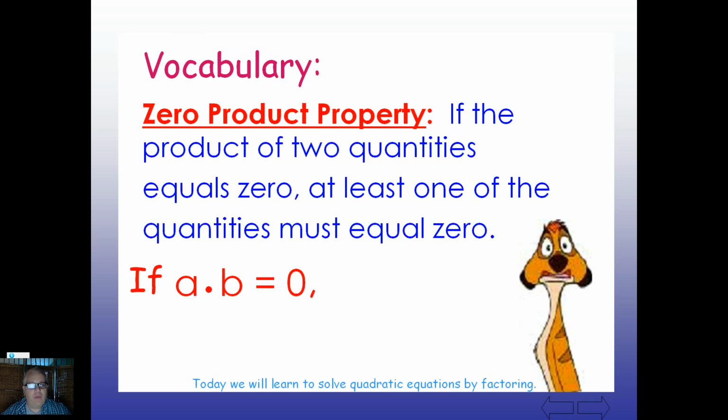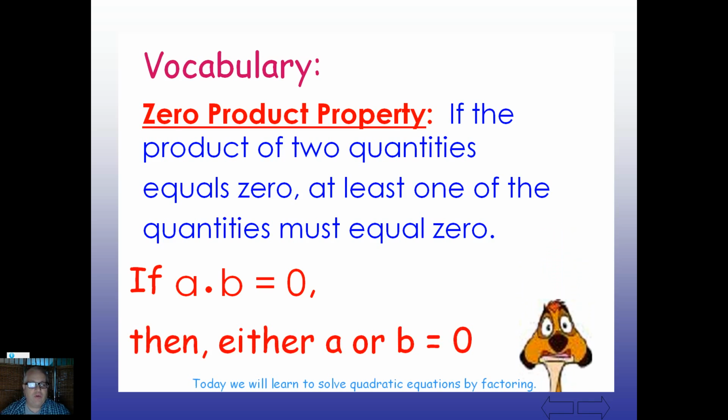So some vocabulary here. The zero product property. Now this is really, really important, not just for Algebra 1, but extending on into our studies beyond into geometry and Algebra 2. If the product of two quantities equals 0. Remember what product means. Product means the answer to a multiplication problem. If the product of two quantities equals 0, at least one of the quantities must be equal to 0. So that's the written part. The math part says if A times B equals 0, then logically what follows? Then either A or B has to be the number 0. The only way to get a multiplication answer of 0 is that at least one of those factors has to be the number 0.